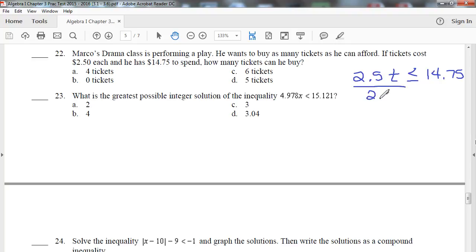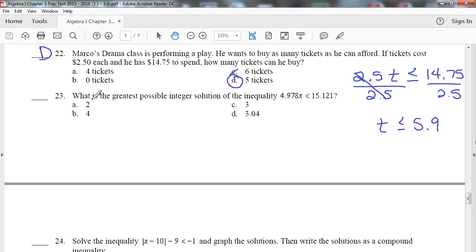So to solve this, we're just going to divide by 2.5 on both sides. And that gives us 14.75 divided by 2.5 is 5.9. T is less than or equal to 5.9. So we have to ask, can he buy 6 tickets? We're tempted to round that up to 6, but he doesn't actually have enough money for that. He would need another quarter, I think. So 6 tickets is out. 5 is the most he could buy. So D is our answer there.